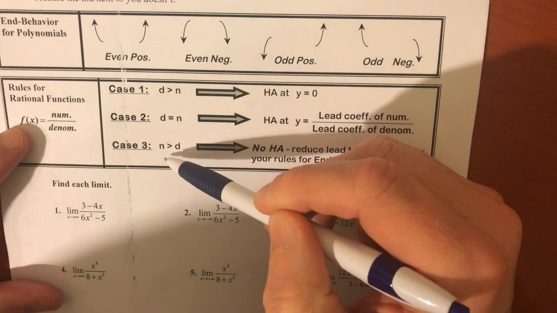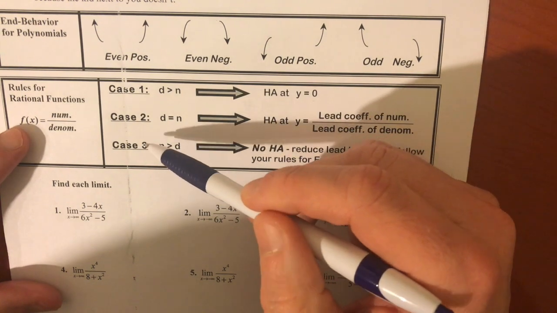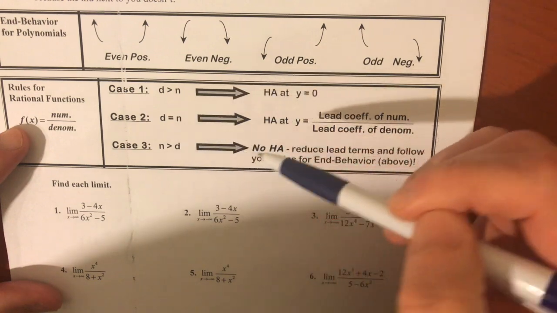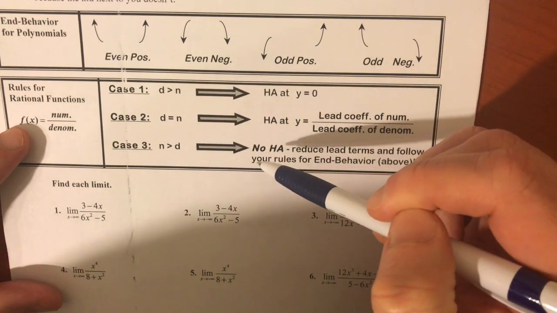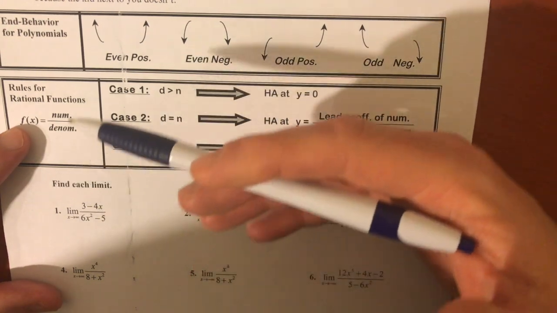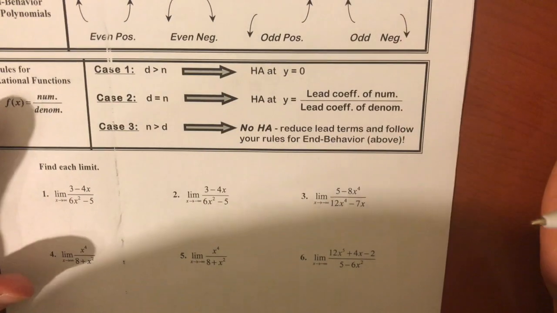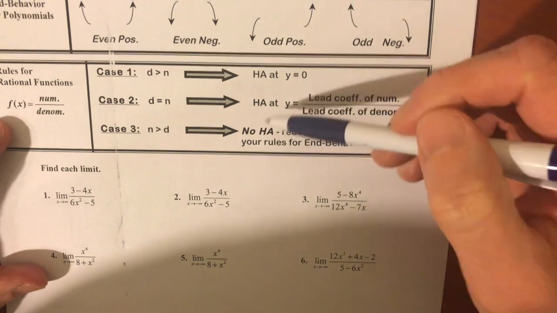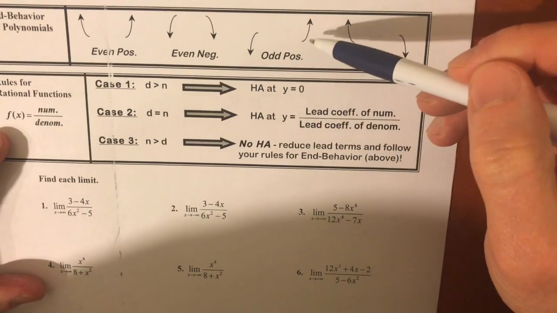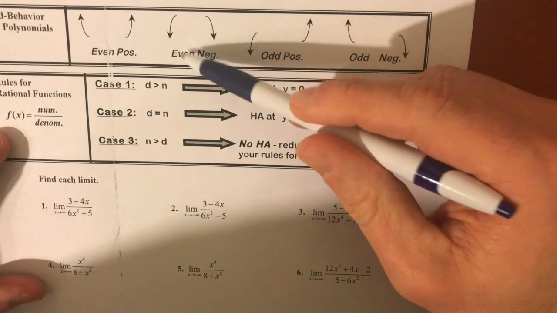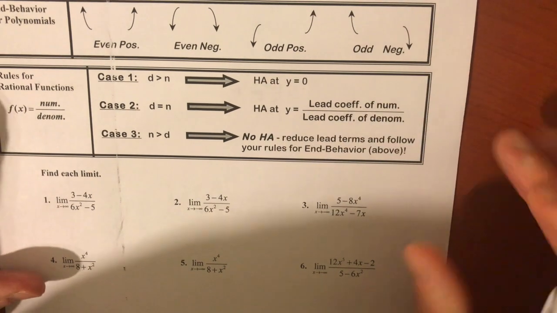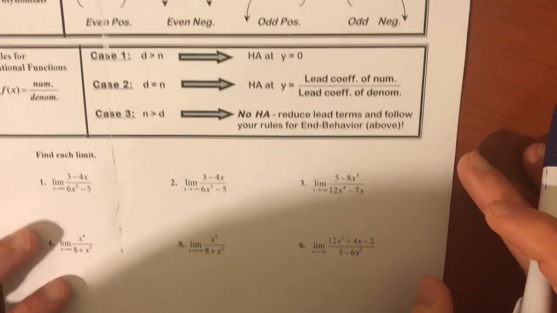And if the numerator degree is greater than the denominator, that means that the top of the fraction is growing faster than the denominator, so the overall value is getting larger. It's not going to be leveling off. It has no horizontal asymptote. And then if you really want to go further to know if it goes to infinity or negative infinity, that's when you have to reduce and follow your rules for end behavior.